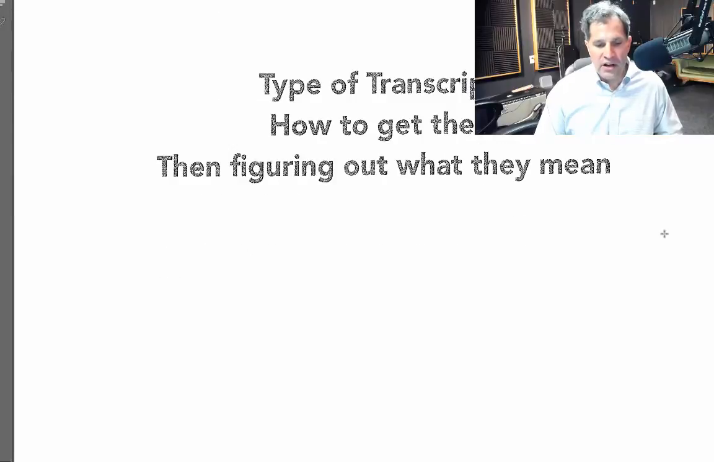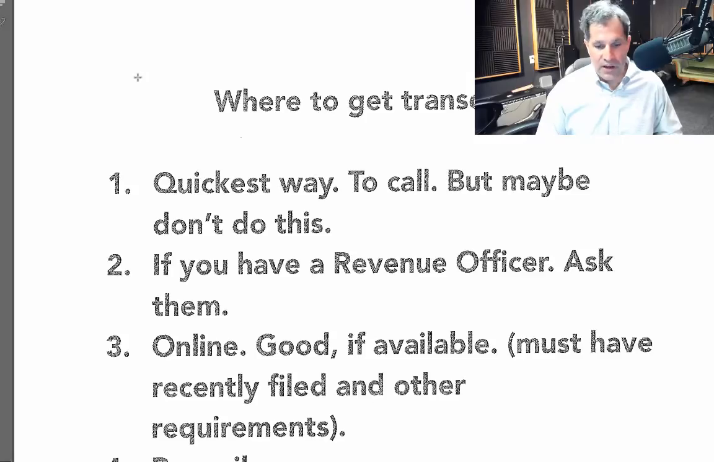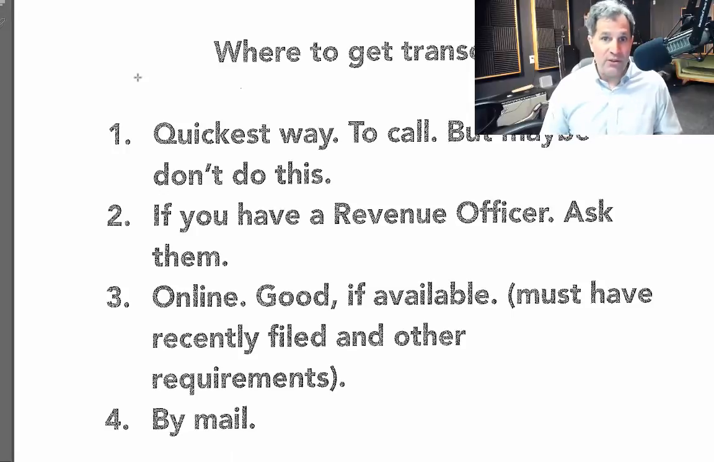Okay, now let's talk about how to get those transcripts. There are a few different ways. The quickest way, might be the worst way, is to call the IRS. You can actually call the general ACS number, Automated Collections, but I'm going to say don't do this. It will be a little quicker this way because you're not going to have to wait for the IRS to receive your request. However, what happens is that you alert the IRS to collections, and I could show you some examples of where maybe you don't want to do that.